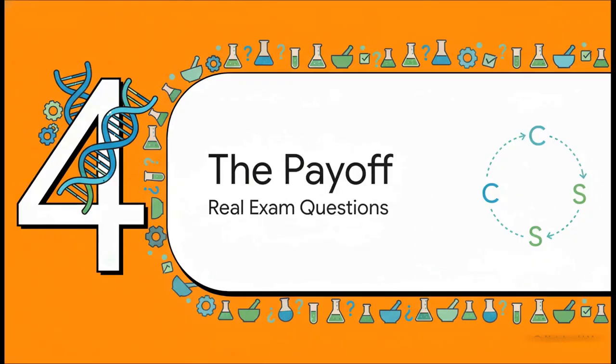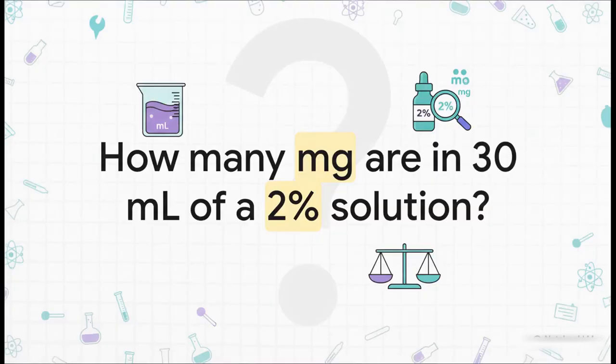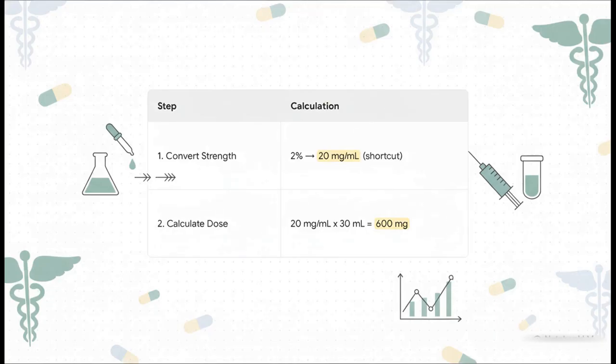Okay, theory is great and all, but let's actually put this stuff into practice. Let's see how knowing these concepts makes real exam questions feel, well, almost easy. All right, here we go. This is a classic PTCB-style question. You're going to see this format over and over again. How many milligrams are in 30 milliliters of a 2% solution? Just take a second, think about that shortcut we just learned.